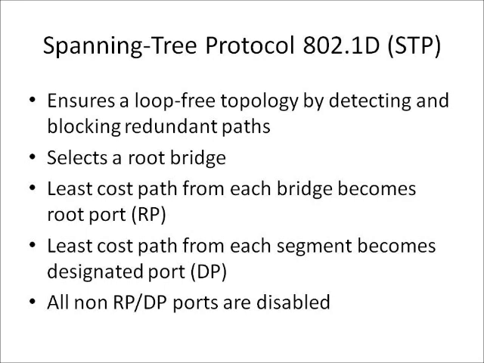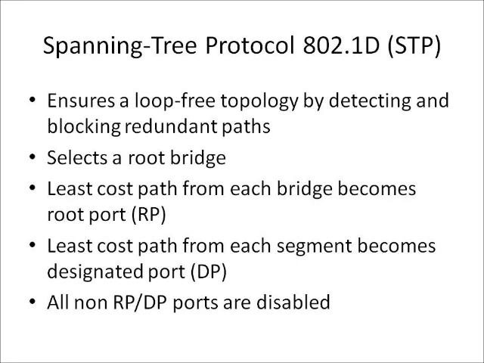So to fix one of the inherent problems with Ethernet-based networks, there is a protocol called Spanning Tree, also known as 802.1d by the IEEE community. What it does is it ensures a loop-free topology within the network by detecting and blocking redundant paths. It does this by forming a tree. And a tree, if you think about it, typically is a structure that does not have any loops. It has multiple paths from point A to point B, but it does not have any loops.